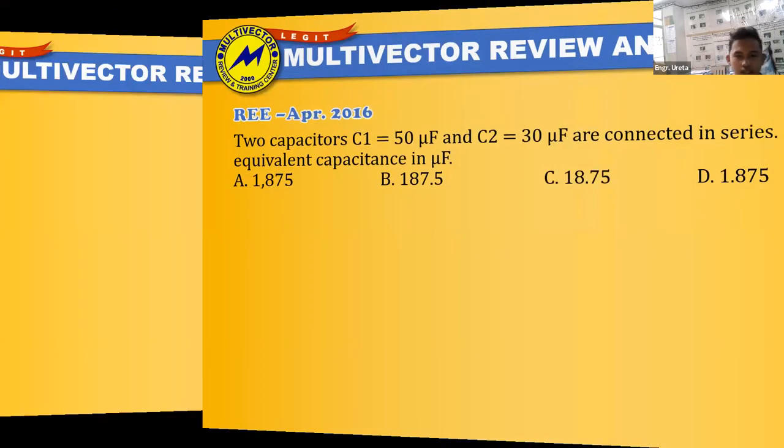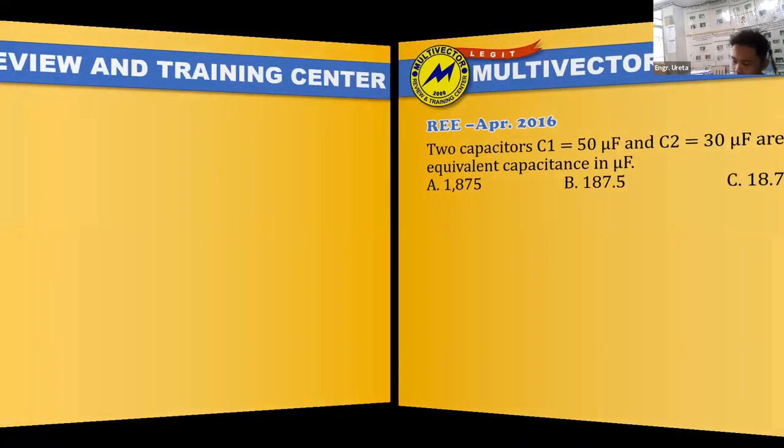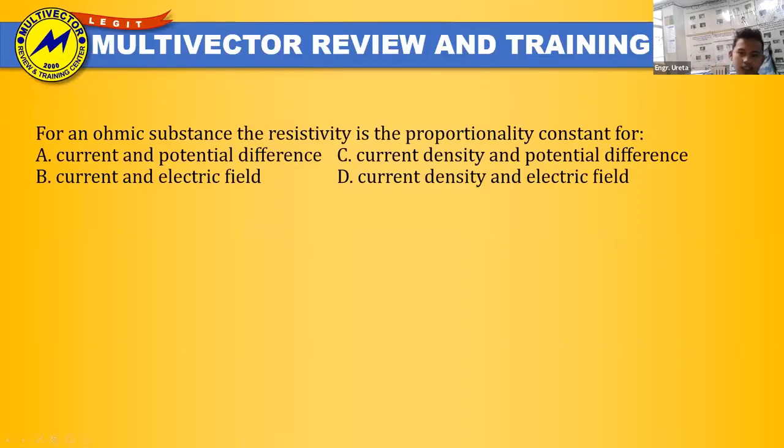Next question. For an ohmic substance, the resistivity is the proportionality constant of, so letter D, current density and electric field. That's problem number 55.